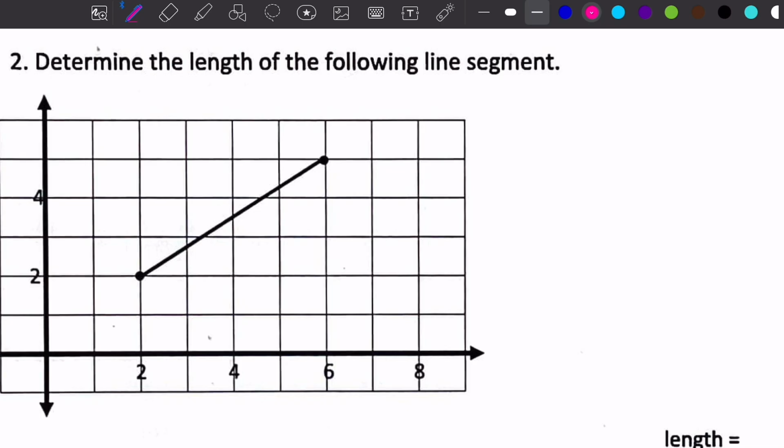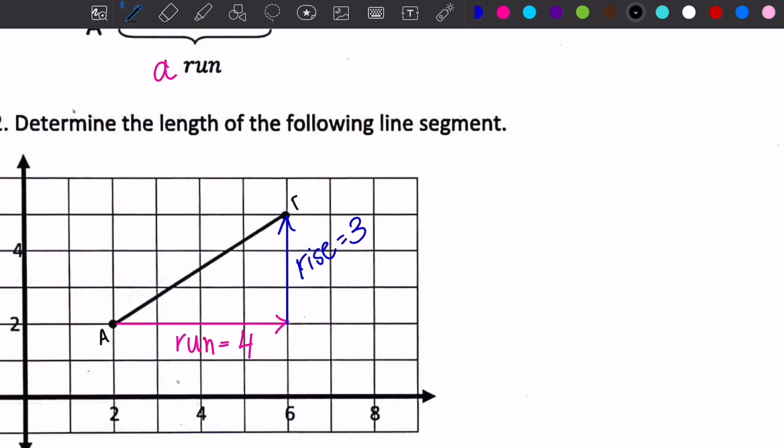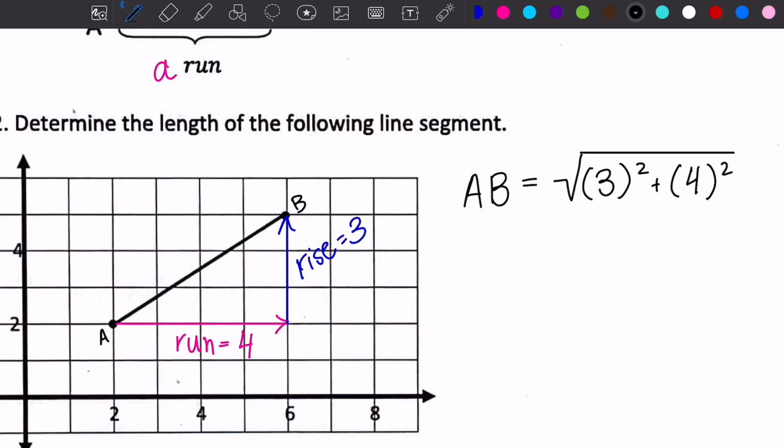So if I want to draw, for example, my rise and run, I see, okay, I'm going over this much. This is my run, which how much did I go across by? 4. 4. Thank you, Adam. And then what about up? So my rise is 3. There we go. So then if I'm using that formula up above there, if I label these two endpoints A and B, for example, I'm going to say that AB is equal to the square root of my rise, which is 3 squared, and then plus my run squared.